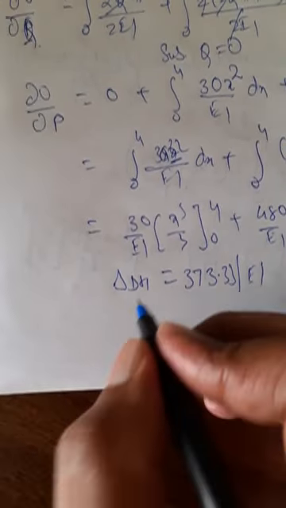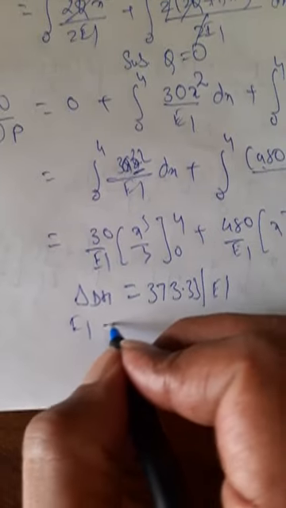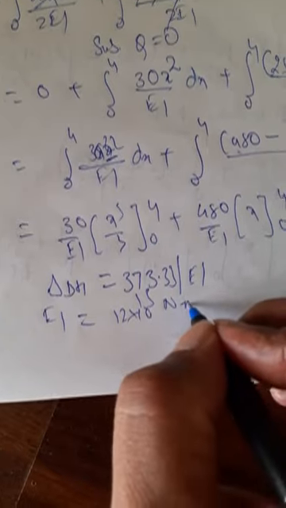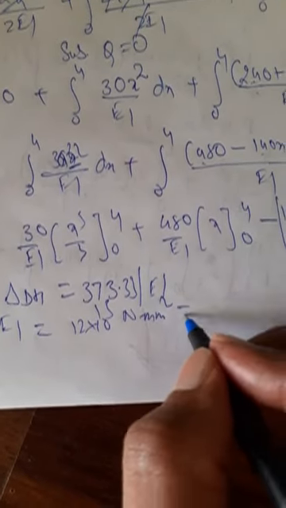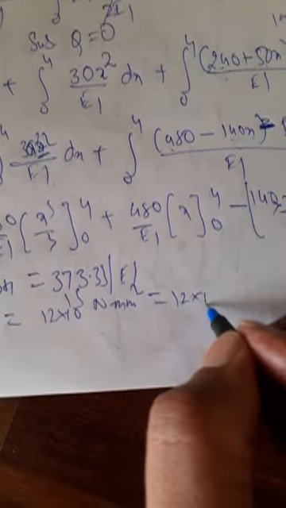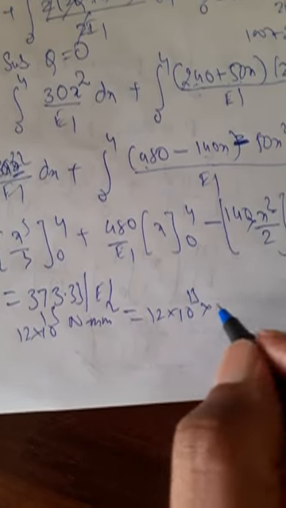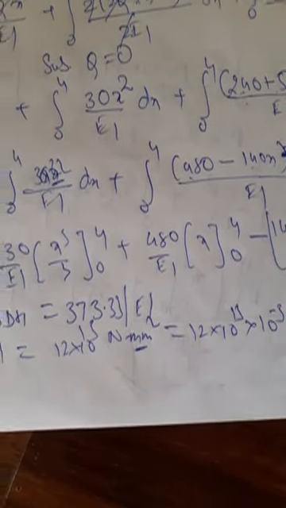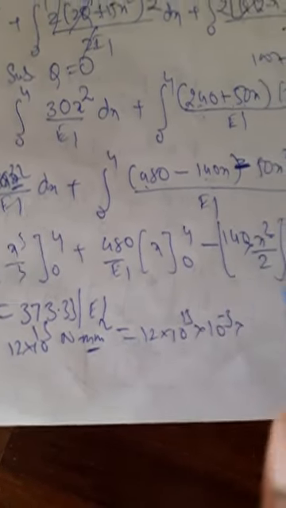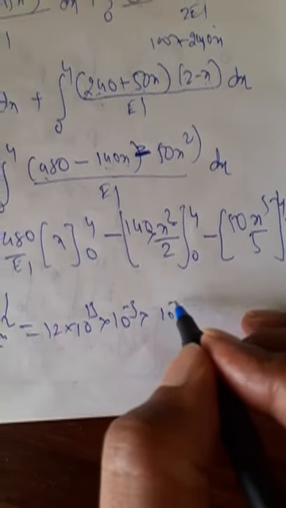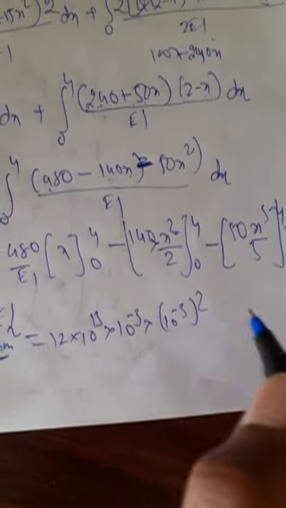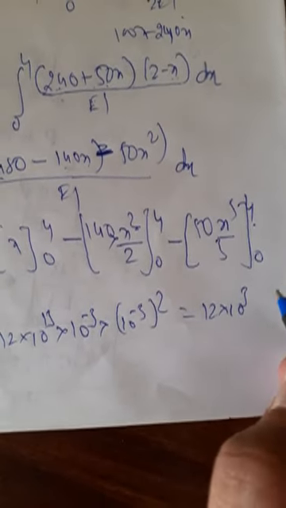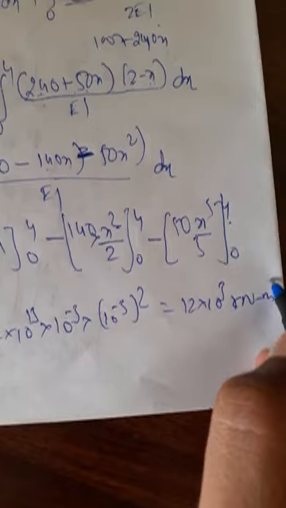So EI values are given. EI is 12 into 10 raised to 13 Newton mm square. I have to convert that into kilonewton meter square. 12 into 10 raised to 13, 1 Newton is 10 raised to minus 3 kilonewtons, and 1 mm, converted into meters, is 10 raised to minus 3, squared. So this gives me 12 into 10 raised to 3 kilonewton meter square.